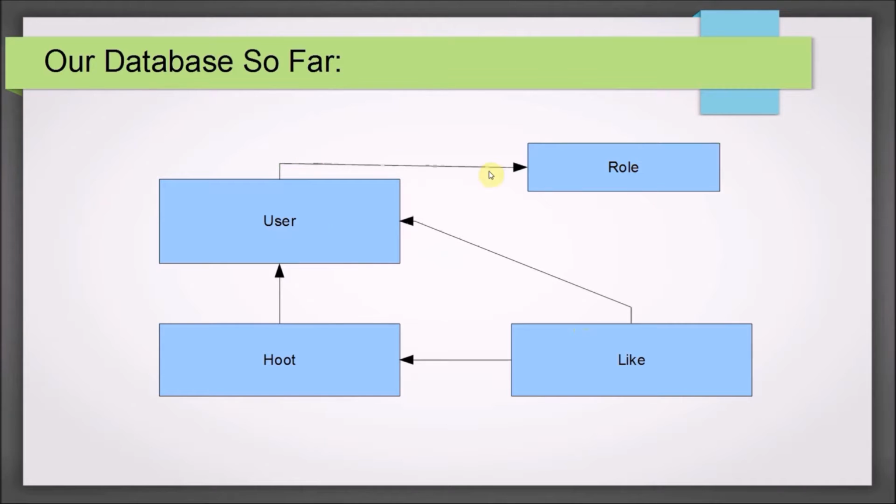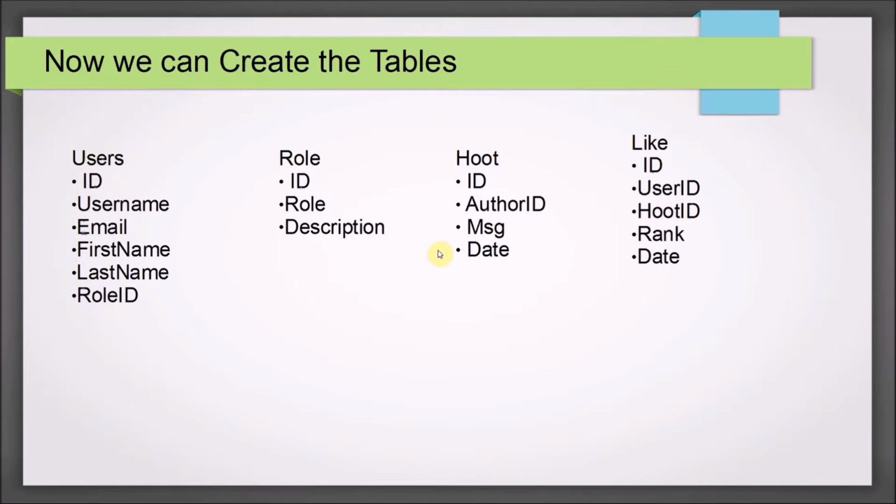So once we have established how these four tables are going to relate to each other, then we should go to the task of figuring out what each of the columns are going to be for each table. And this is what I've come up with. We've already done the user table. The role table will be ID, role, and a description. The Hoot table will be ID, author ID, message, and date. And then the like will be ID, user ID, and Hoot ID, and the rank the user gave it and the date. These two will be foreign key constraints to user ID and to Hoot ID, and this author ID will also be a foreign key constraint to the user ID.